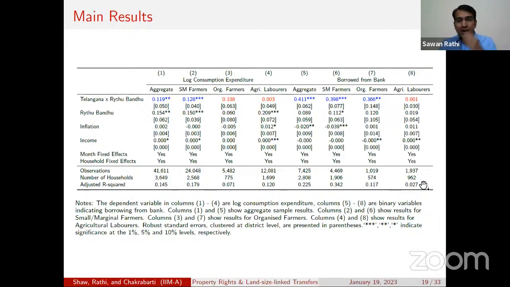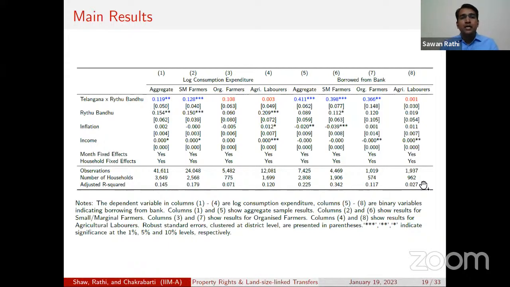The interesting part is the borrowing part, wherein once again you would see a 41.1 percentage points increase in the borrowing for the Telangana households post Raitu Bandhu as compared to the control border districts. And again, it is mostly being captured by small and marginal farmers, but this is also being driven by organized farmers. And this is where it becomes interesting, because these same organized farmers were not responding in terms of consumption expenditure, but the same money is being used by these farmers for borrowing more, because they probably want to use this regular money to build up more capital, because the borrowing is happening from the formal sources, while agricultural laborers are again not getting benefited even on the borrowing side.